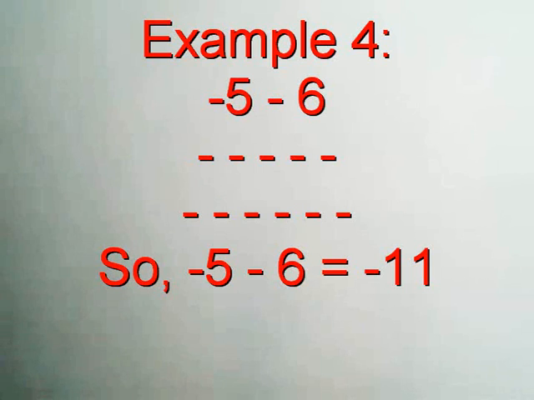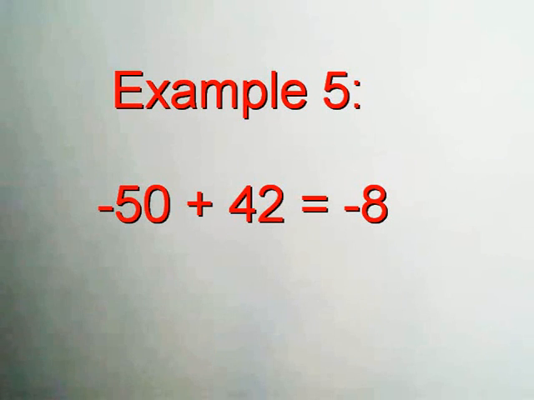Example 4. In this example we have both numbers having the same sign. They are both negative. This problem is read as negative 5 minus 6. Now we can think of having 5 negatives and 6 more negatives, so in total, we have 11 negatives. So your answer for this problem is negative 11.